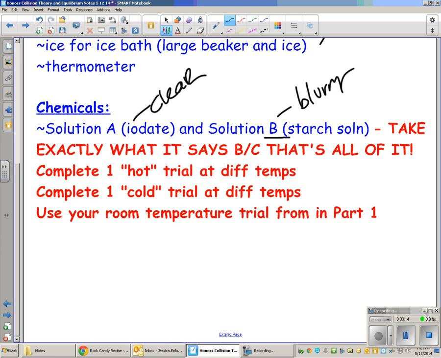The solution B has acid in it. Please do not get it on you. Sulfuric acid is strong. Okay, and when you get to part 2 of the lab where it says take 2 hot trials and 2 cold trials, just do 1 and 1, because we'll compare all of our data together. When you get to the math part, let me know. I will help you some, but I'm not going to hold your hand the whole time.